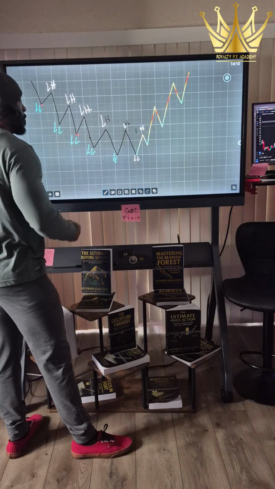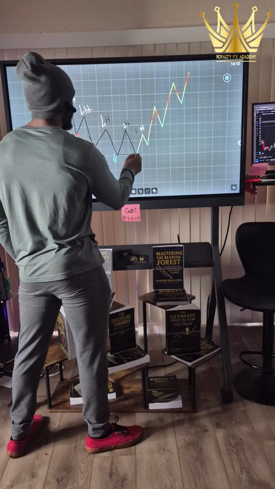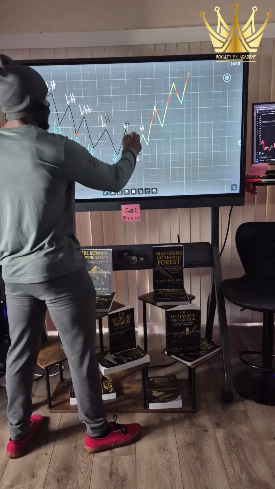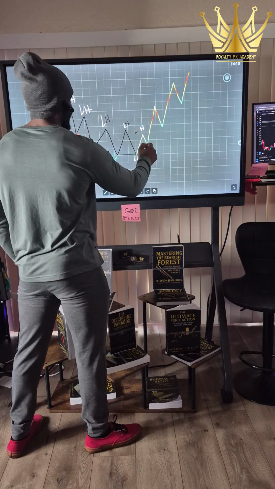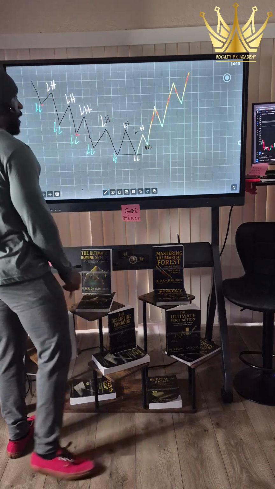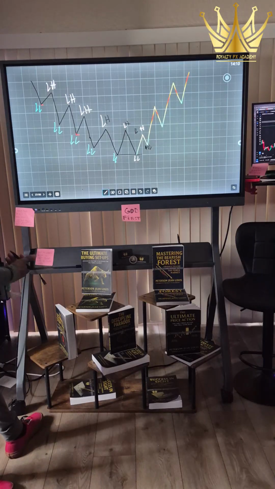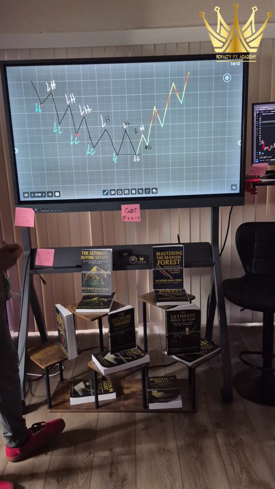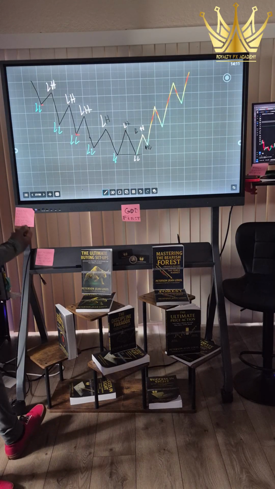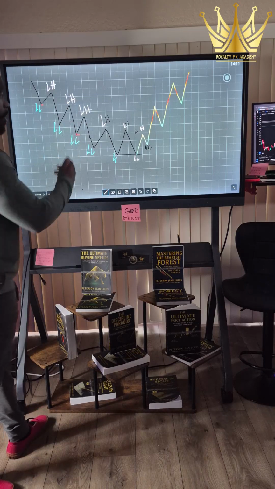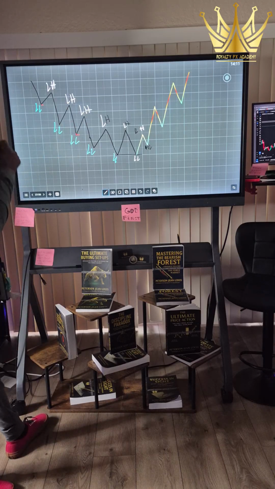So look at the beauty of this. We got a double bottom, and then the market gives us a low high, but it also ends up giving us a higher low. We just have not gotten a higher high yet. That's just how it works. Sometimes some trend reversals are just going to present themselves in that type of characteristic. So this is really, really dope.